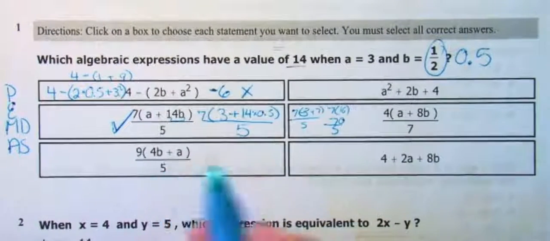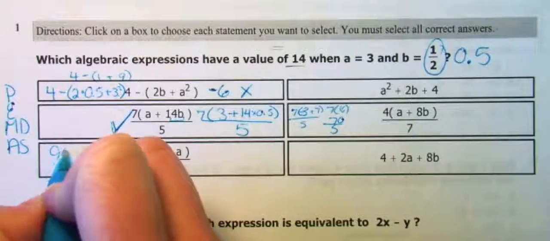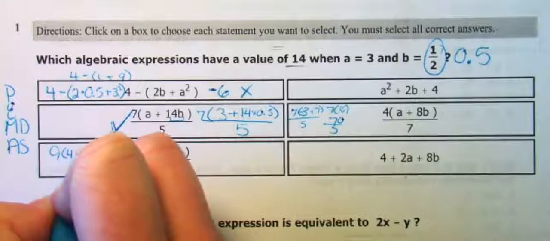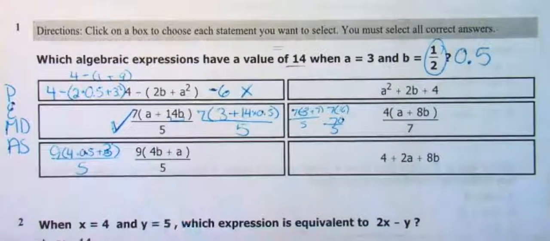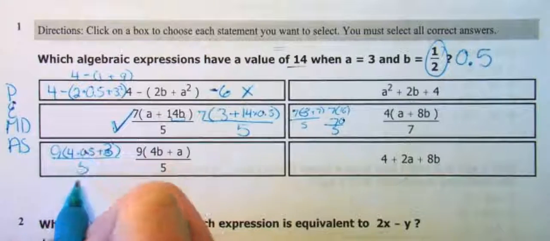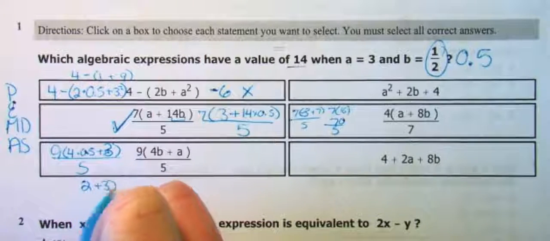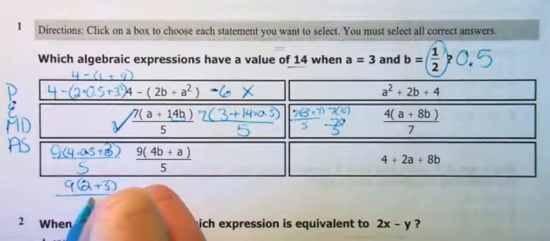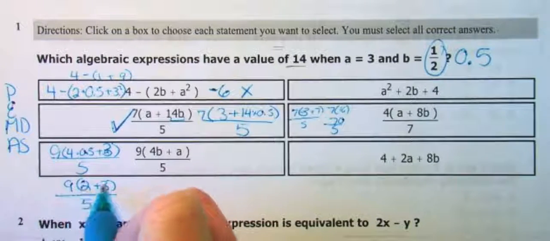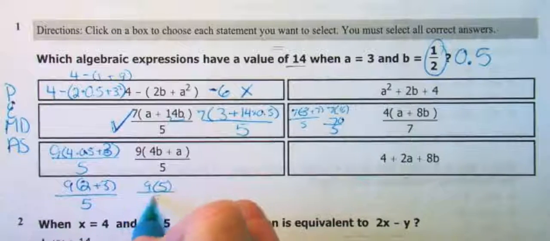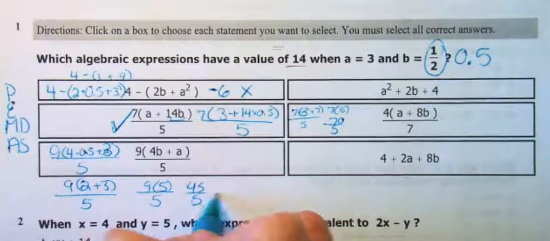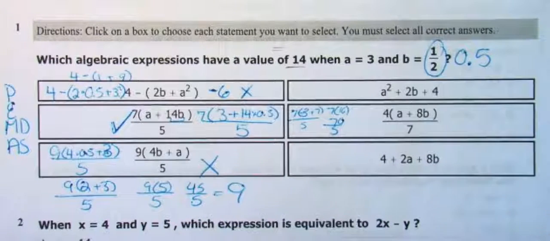Let's try this one. We have 9, 4 times 0.5 plus a. In place of a, I'm going to put a 3, over 5. So 4 times a half will give me 2. So I have 2 plus 3. 9 on the outside plus 5. Still not done with that parenthesis part. So we have 5 times 9 divided by 5. That will give me 45 divided by 5, which will be 9. That is not equal to 14.